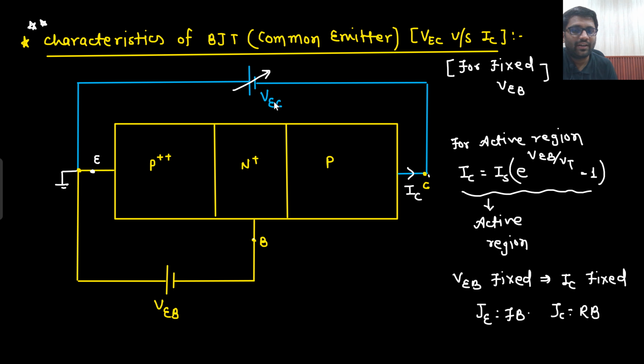Then suddenly, when you applied VC equals 2 volt, what really happened? Here 0 volt came into action. You are in the active region. Now in the active region, you know that this current would simply depend on this VEB. So if this is fixed, then this current is also fixed. Okay. So this kind of characteristic you got.